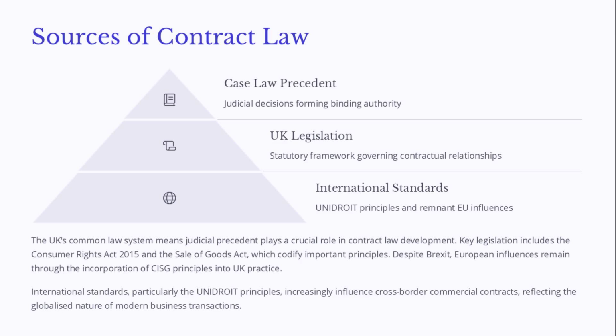The UK's common law system means judicial precedent plays a crucial role in contract law development. Key legislation includes the Consumer Rights Act 2015 and the Sale of Goods Act, which codify important principles. Despite Brexit, European influences remain through the incorporation of CISG principles into UK practice. International standards, particularly the UNIDROIT principles, increasingly influence cross-border commercial contracts, reflecting the globalised nature of modern business transactions.